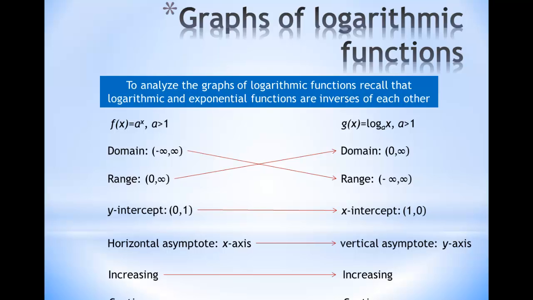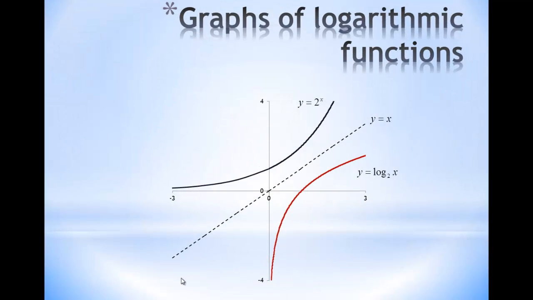Okay, if you recall, inverse functions are mirror images across the line y is equal to x. So here's an example. This is y is equal to 2 to the x. This is the exponential graph on this side. If I flip that over, here's my logarithmic graph. Okay, this is the point (0, 1), and this is the point (1, 0).